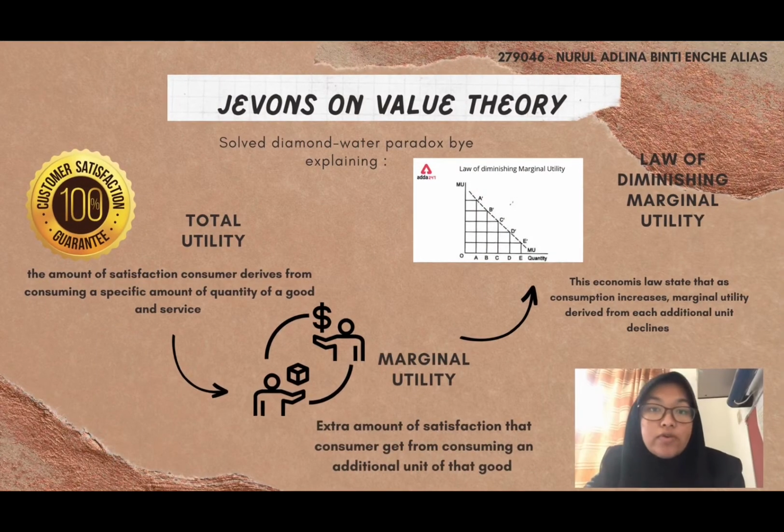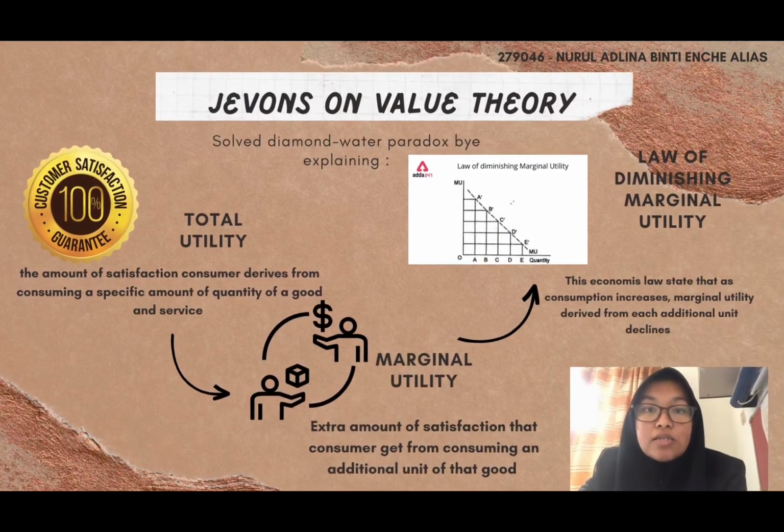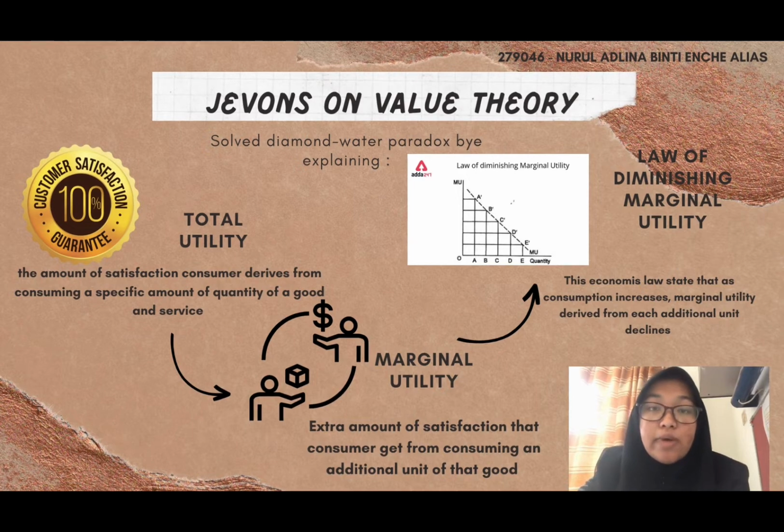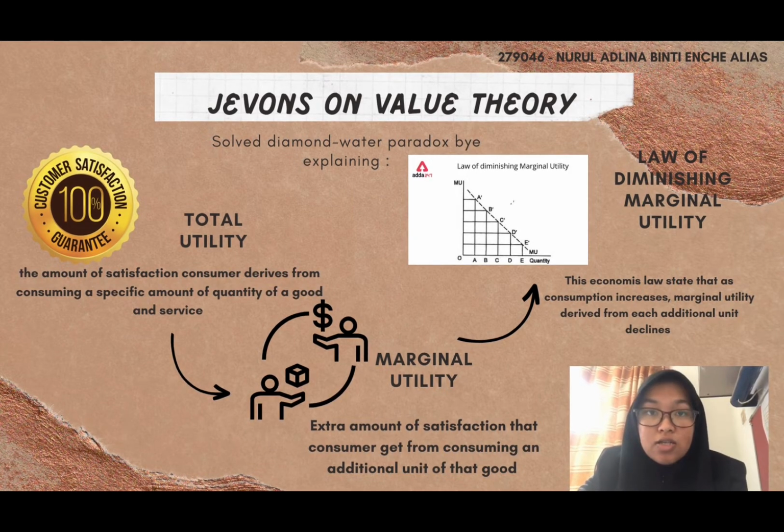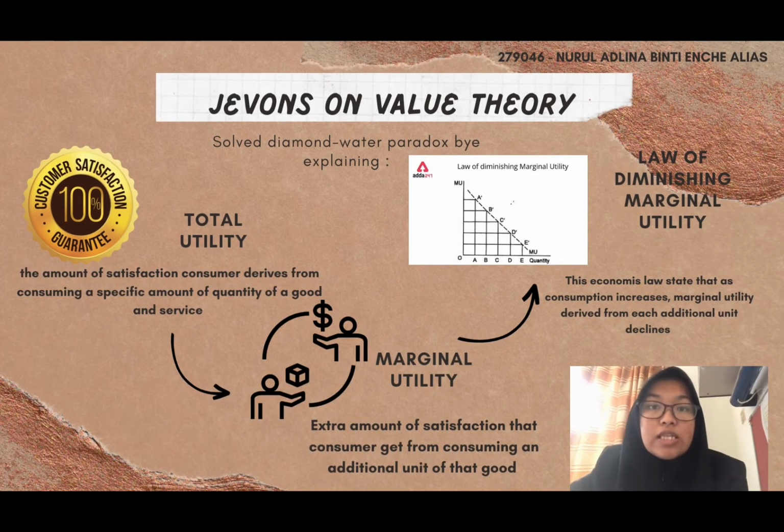Jevons's value theory explained how he solved the diamond water paradox by explaining 3 concepts, which are total utility, marginal utility, and law of diminishing marginal utility.